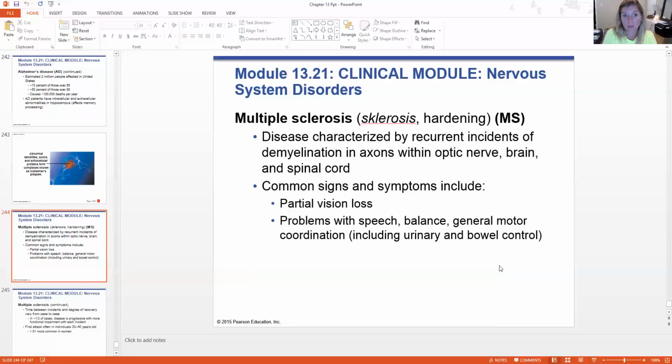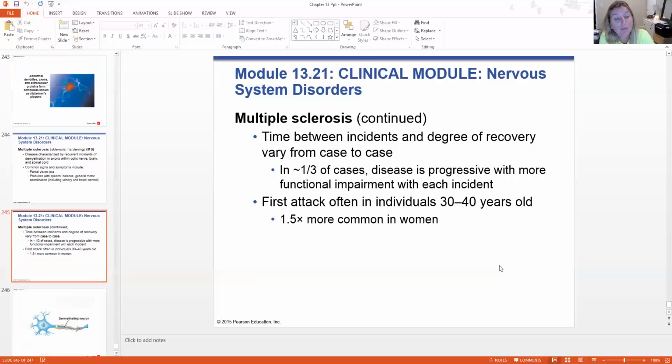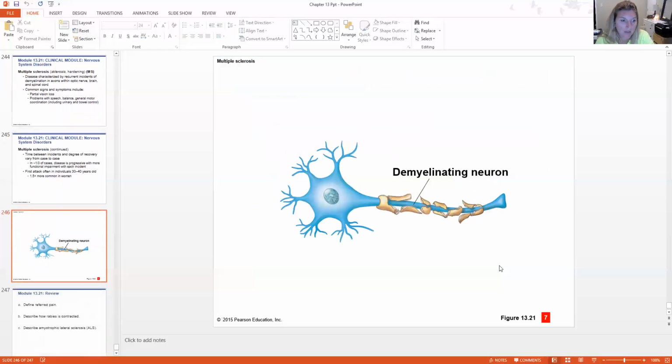You also have MS, or multiple sclerosis. It's a disease characterized by recurrent incidents of demyelinating axons, typically within the optic nerve of the brain and the spinal cord. Common symptoms include partial loss of vision, problems with speech, balance, or general motor coordination, and urinary and bowel control would be in that as well. The time between incidents and degree of recovery can vary from case to case. The first attack can occur in 30 to 40 year olds, and it's more common in women. There's those demyelinating neurons of MS.